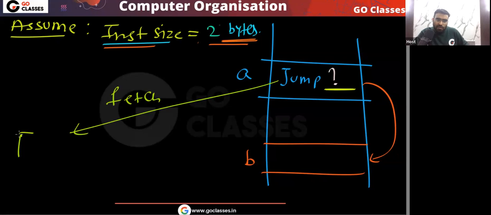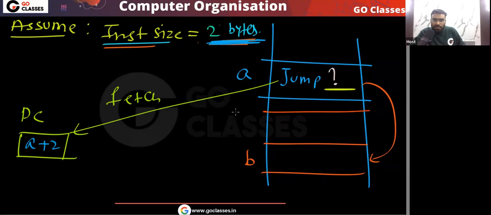If you fetch it, what is the program counter now? That is A plus 2, because the instruction size is 2 bytes. Now remember, your displacement will be from where to where?